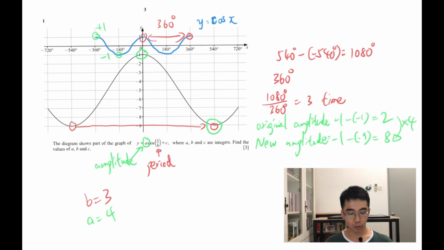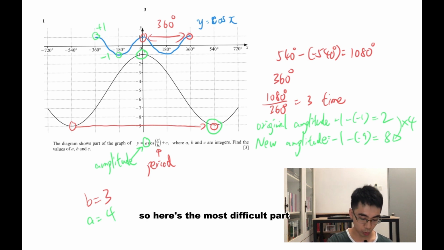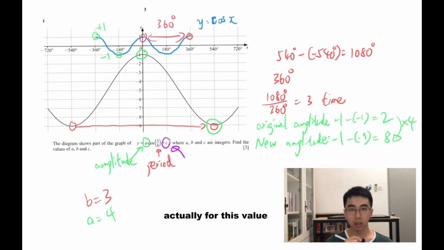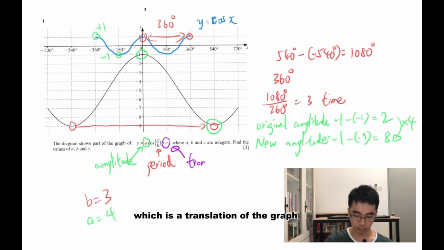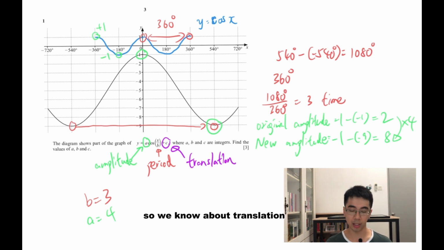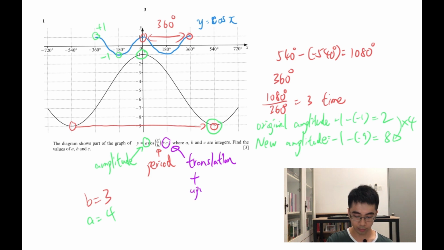All right, so here's the most difficult part, which is the value of c. Actually, with this value we are doing a transformation, which is a translation of the graph. So we know about translation. If it's positive, it will go upward, and for negative, it will go downward, right?